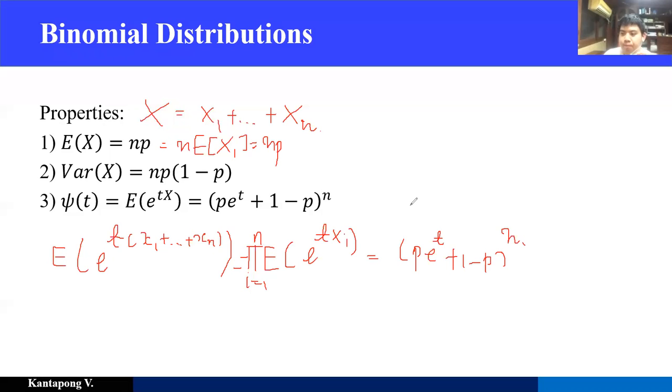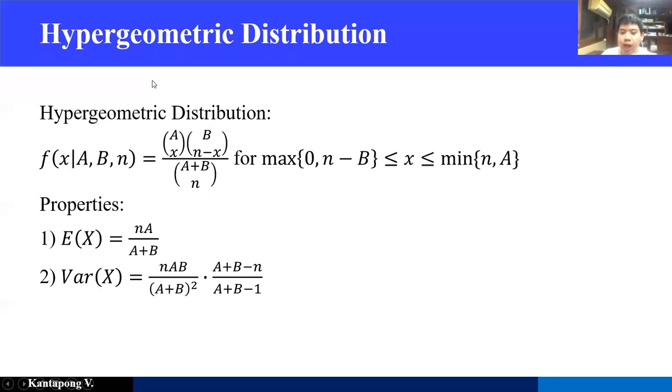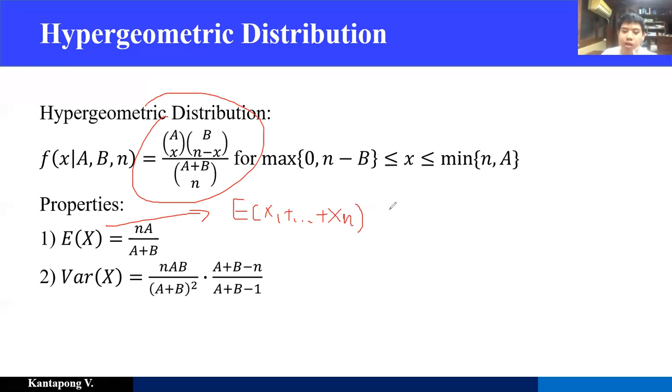Okay. Next up, hypergeometric distribution. We have X following the hypergeometric with parameters a, b, and n. This one, I think we have seen from chapter 1 already. So E of X, in a similar manner, is E of X1 up to Xn. And for each one, it's going to be what? N times E of X1. And what is this one? N times a over a plus b.